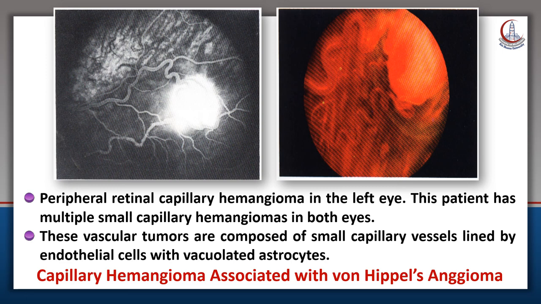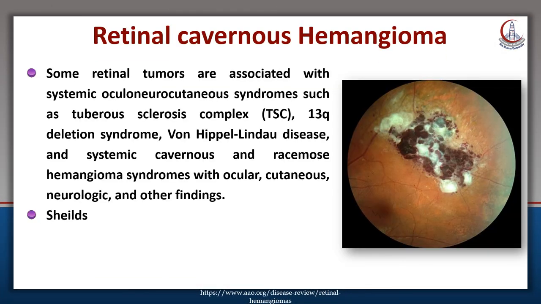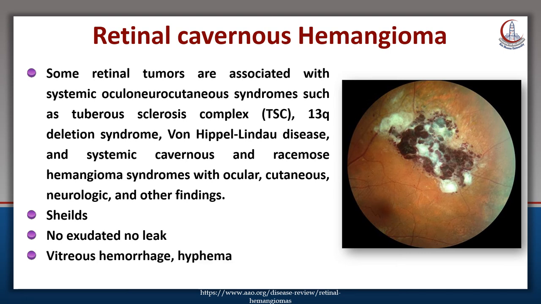Another clinical picture is that the patient may have multiple small capillary hemangiomas and might be bilateral. These are composed of small capillary vessels lined with endothelial cells and vacuolated astrocytes. And systemic examination is very important. On the other hand, retinal cavernous hemangioma is not usually associated with exudation or leaks, but can be complicated by vitreous hemorrhage with organization and the picture of leukocoria. Also, in a few cases, hyphema was reported.